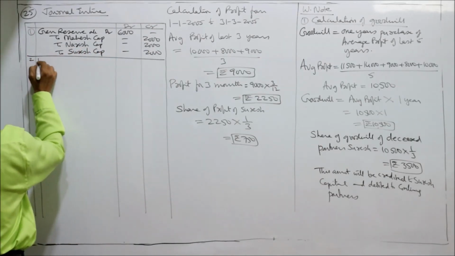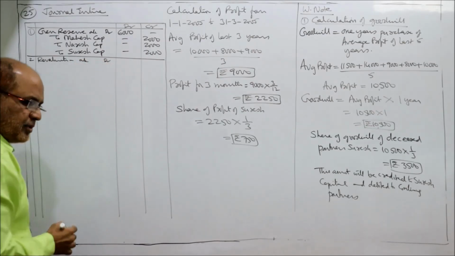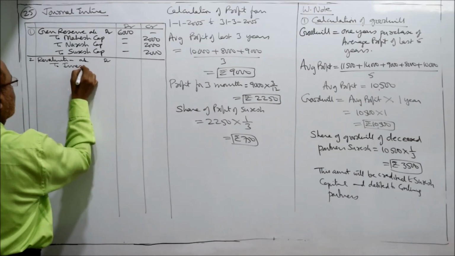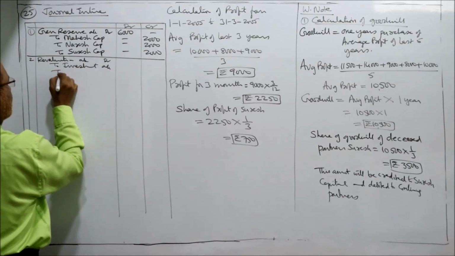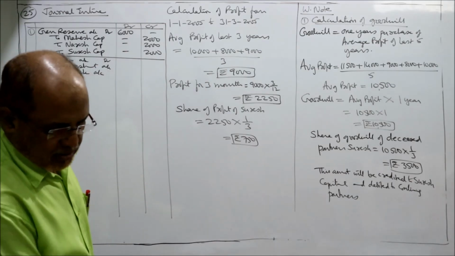रिवैल्यूएशन अकाउंट डेबिट, टू इन्वेस्टमेंट, टू स्टॉक, रिवैल्यूएशन अकाउंट डेबिट 900.